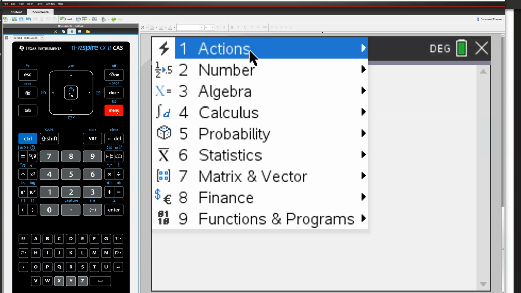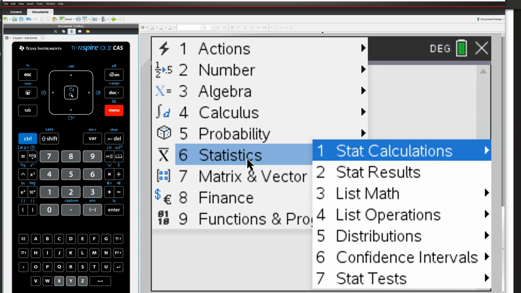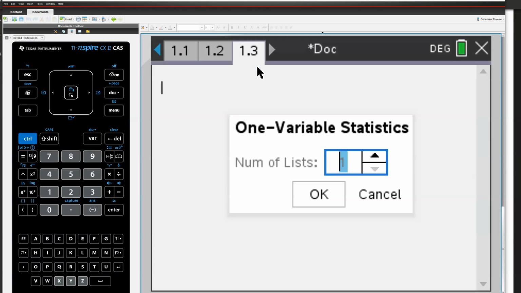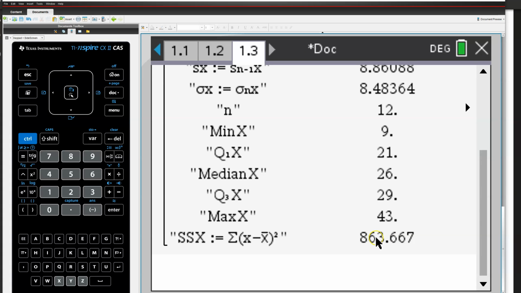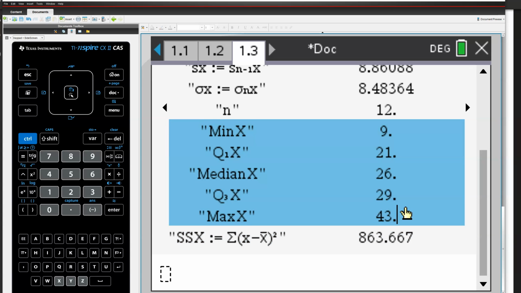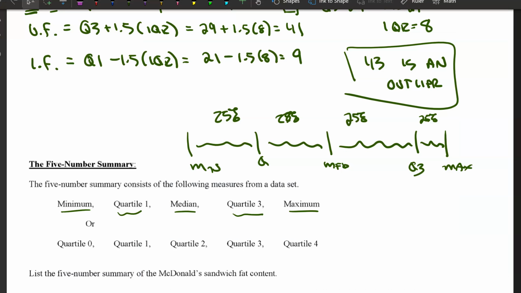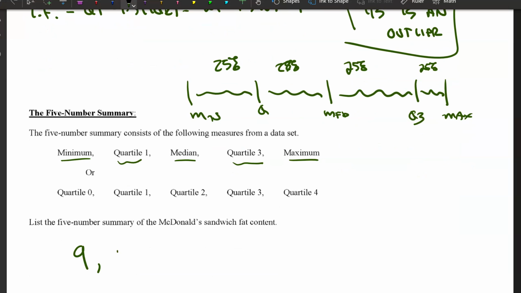Menu, statistics, stat calculations, one variable statistics, and put in your fat. It's the last 5 numbers, or 5 of the last 6 numbers, I guess, in the distribution. So 9, 21, 26, 29, and 43.